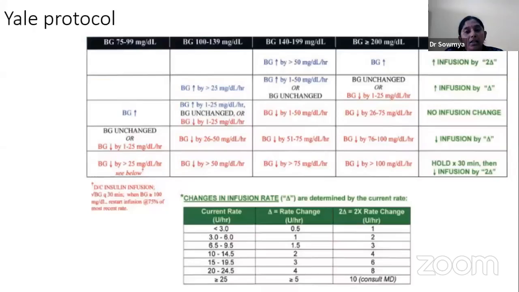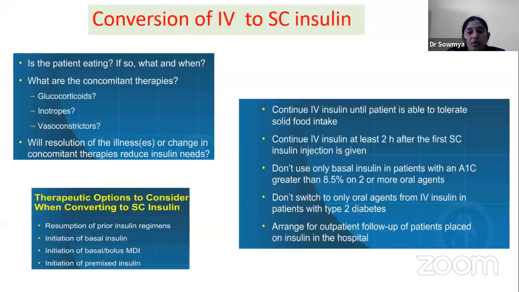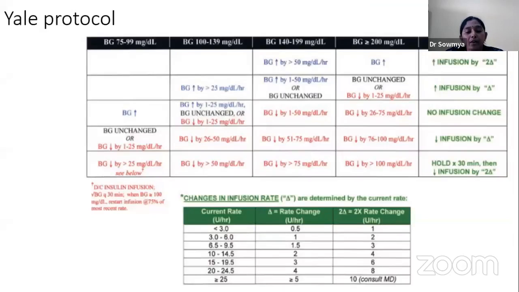For example, if the patient is on insulin infusion at around 6 ml per hour, and the blood glucose is more than 200, and in the next 1 hour the blood glucose suddenly dropped by more than 100 mg per deciliter, what we are going to do is hold the insulin infusion for half an hour. And then after half an hour, we have to decrease the infusion by 2 units. So we have to decrease the infusion from 6 to 4. Accordingly, we have to change the insulin infusion by the ALE protocol.